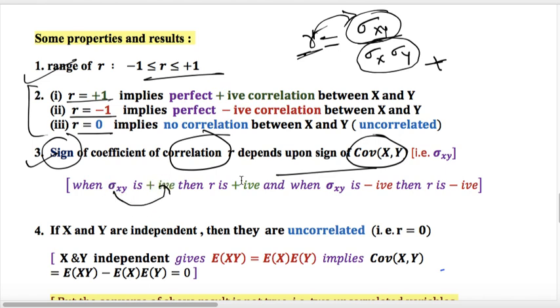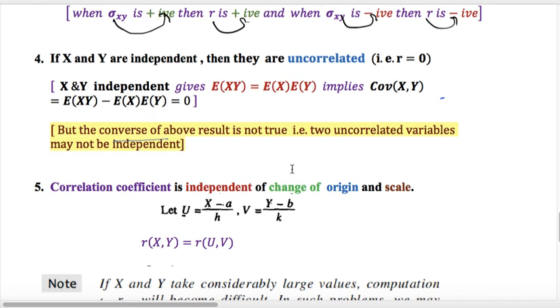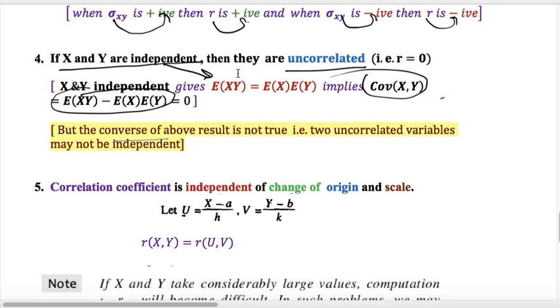If this is positive, r is positive. If this is negative, r is negative. So that is one important property. And next is that when x and y are independent, they are always uncorrelated. How? Because we know that the covariance formula can be written in terms of the expectation, and when they are independent, the expectation of the product is the same as the product of the expectations.